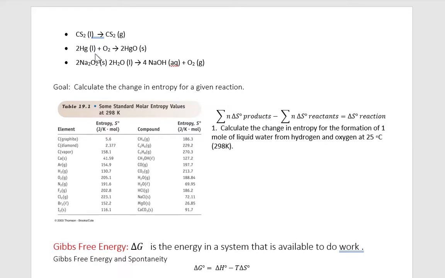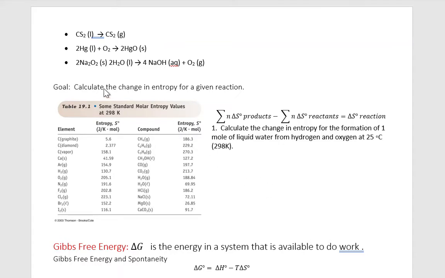If I'm going from 2 moles of mercury and 1 mole of oxygen on this side to 2 moles of mercury oxide on that side, does my entropy increase or decrease? This is a liquid, this is a gas, and I'm going to a solid. And I have 3 moles of things over here and 2 moles of things over there. Those are all your clues about the sign of entropy.